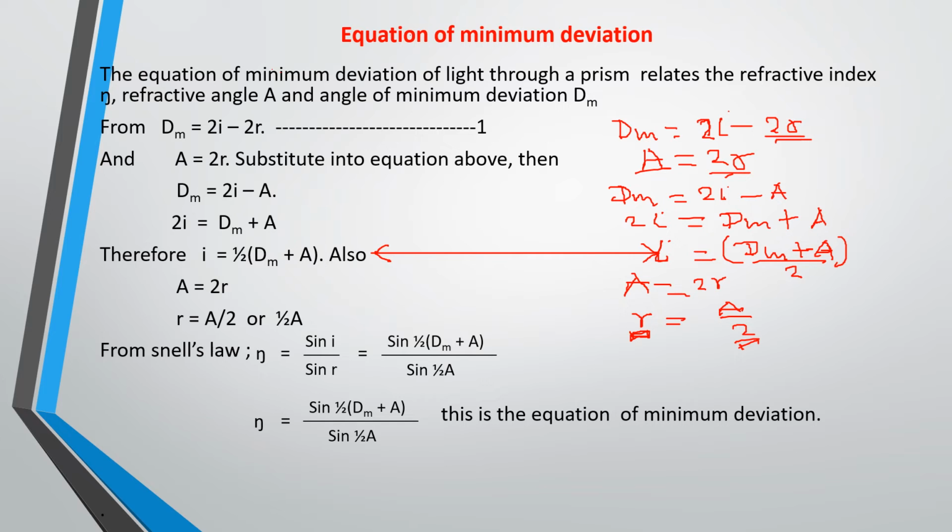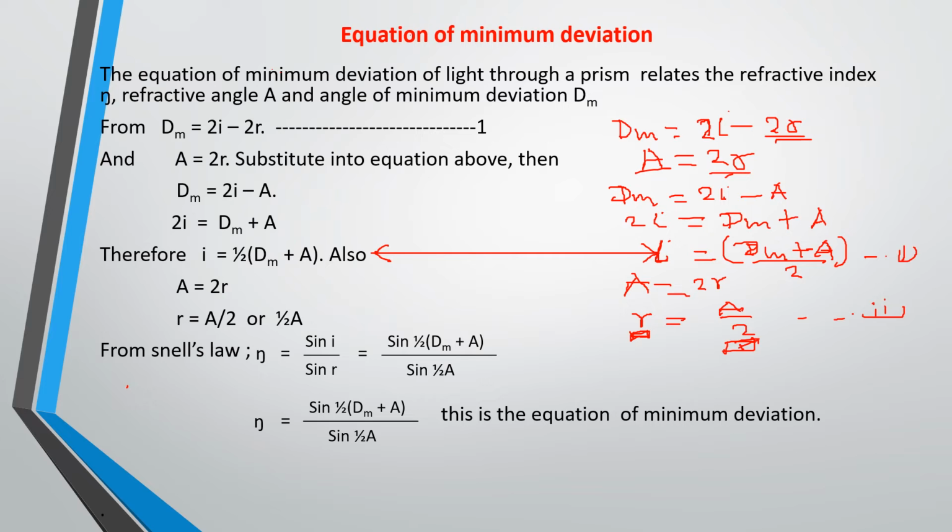What is the relationship between this incident angle, considering minimum deviation, and the refractive index of this particular glass? From Snell's law, the refractive index is equal to sine i over sine r. So we bring this here, and we have sine of half of minimum deviation plus refractive angle, that is sine i, all over sine r, where r is equal to A over 2, which is half A.